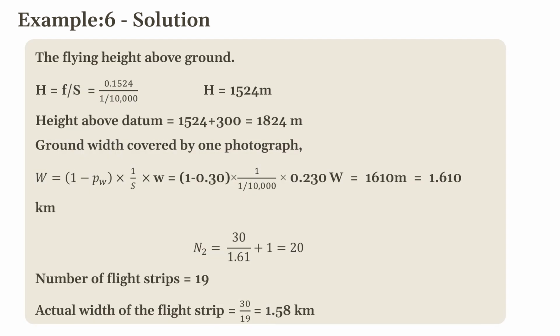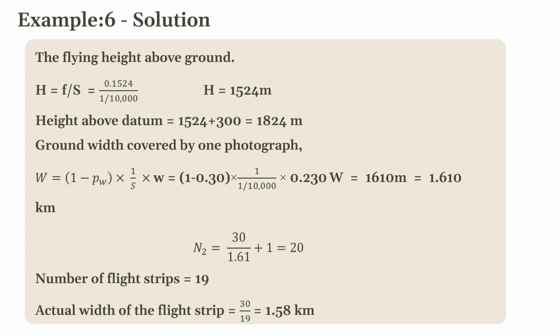We know the formula for capital H. So, substituting in that, we obtain capital H is equal to 1524 meter. So the height above the datum would be 1524 plus 300 is 1824 meter. Step 2 is identifying the ground width covered by one photograph. We know the formula for W, and from W we can obtain N2.